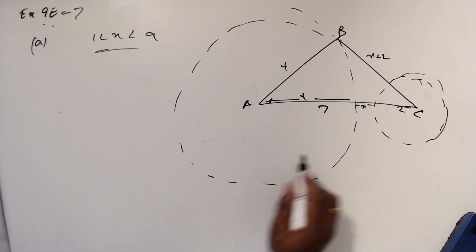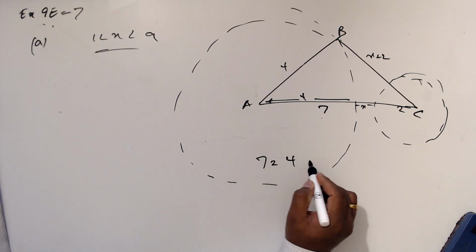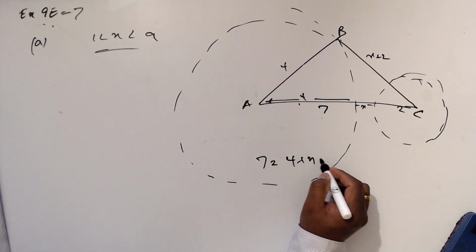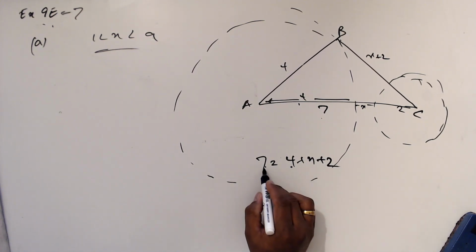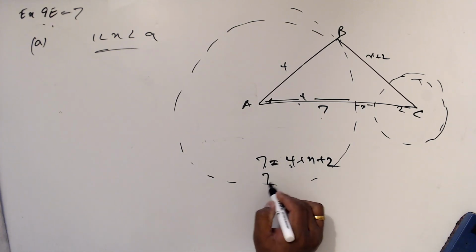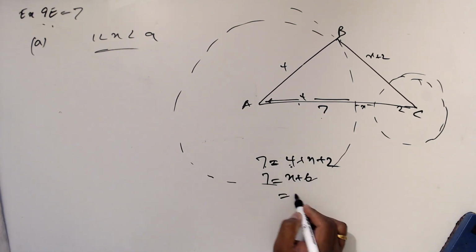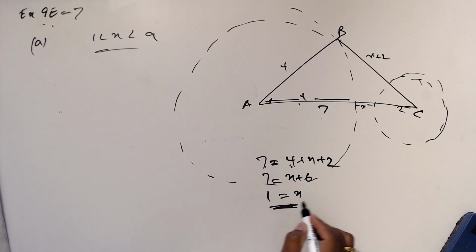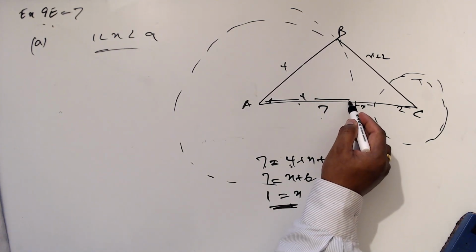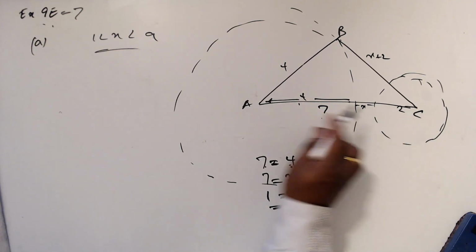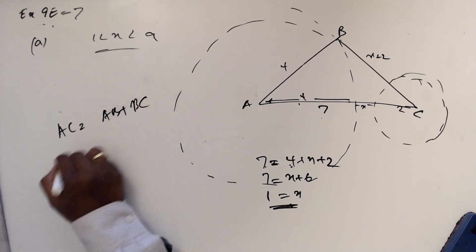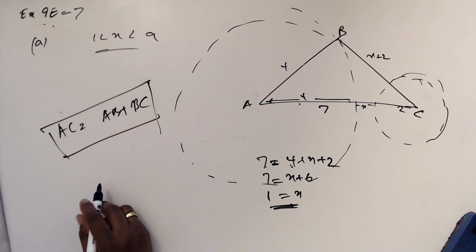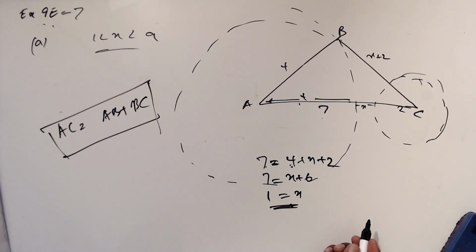So then the minimum case is 7 has to be equal to 4 plus x plus 2. So then this is going to be 7 equals x plus 6, x equals 1. So if x equals 1, then AC equals AB plus BC, but this is not a triangle. This is just two lines. So then it has to be greater than 1.